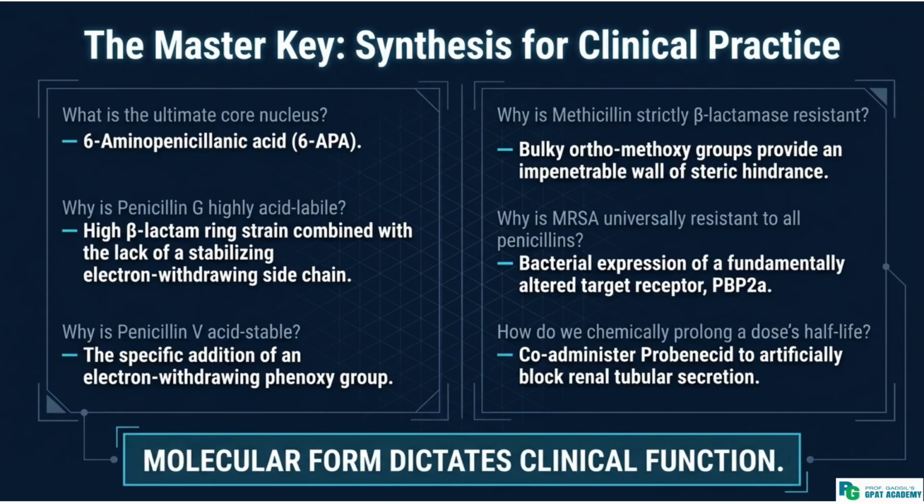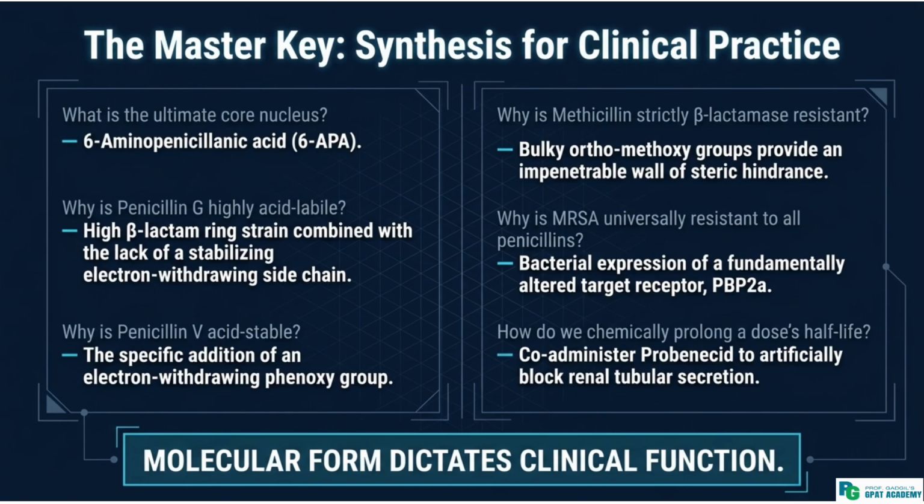GPAT or NIPER one-liners and key comparisons are: the core nucleus of penicillin is the 6-aminopenicillanic acid, or the 6-APA. Penicillin G is acid-labile. Why? Because of ring strain plus no stabilizing electron-withdrawing group on the side chain. Penicillin V is acid stable due to the phenoxy group, that is the electron-withdrawing group on the side chain. Methicillin is beta-lactamase resistant due to bulky ortho-methoxy groups that sterically hinder the enzyme.